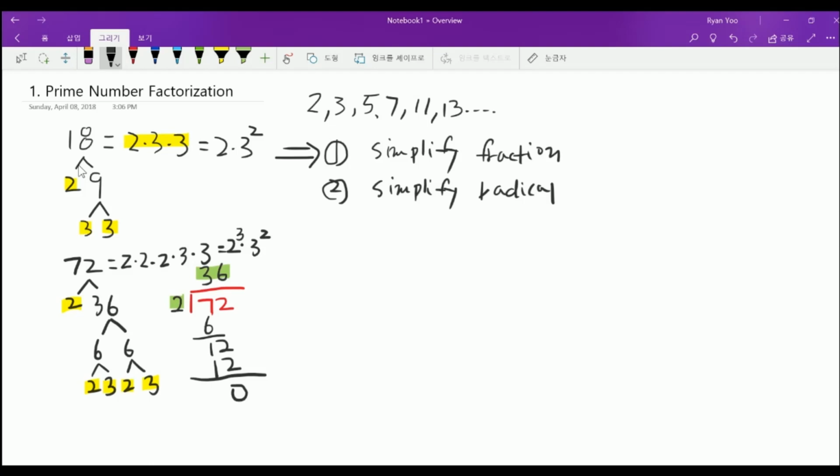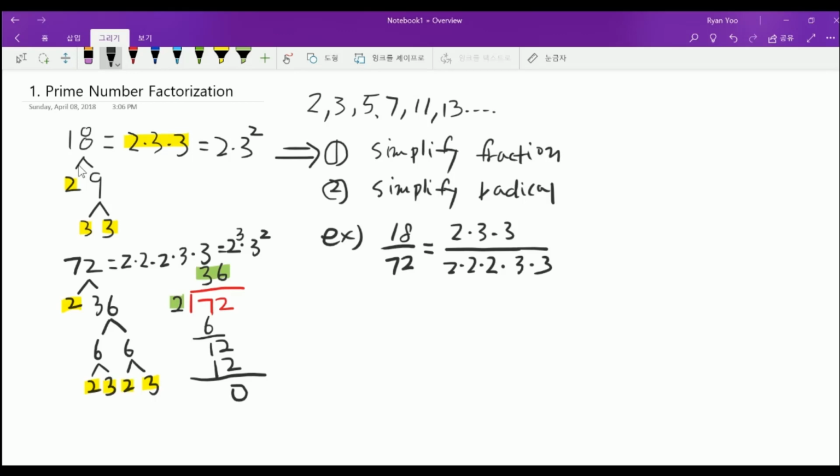Either way is okay. So use this 18 and 72 to simplify the fraction. For example, if you have 18 over 72, it seems difficult to simplify the fraction, but if we already did the prime number factorization, so 18 at the end of the day, we know this is 2 times 3 times 3. And 72, we already did prime number factorization. It is 2 times 2 times 2 and 3 times 3. They are equal to each other.